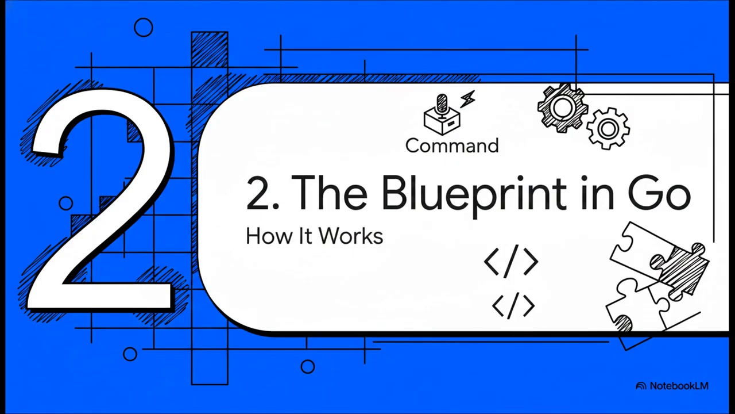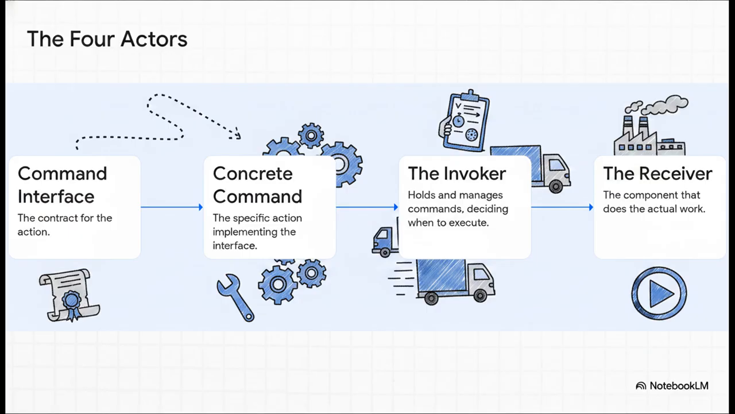Let's pull up the blueprint and see what this actually looks like when you write it in Go. The pattern really has 4 key players. First up, you've got the command interface. Think of this as the contract, the shipping label that says, hey, this box is a deliverable action. Second is the concrete command. That's the actual item in the box. Third, we have the invoker. This is our delivery driver, the one who holds onto the packages and decides when to deliver them. And finally, you have the receiver. That's the destination, the system that actually opens the box and does the real work.